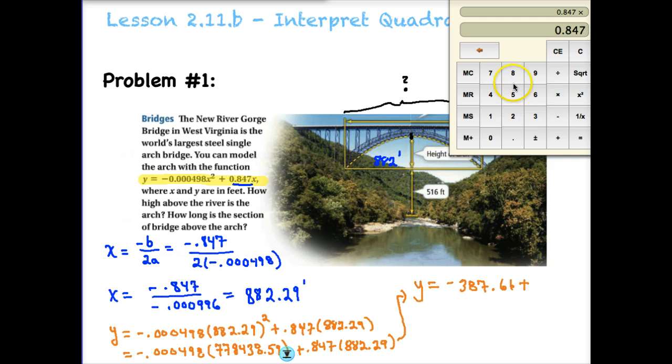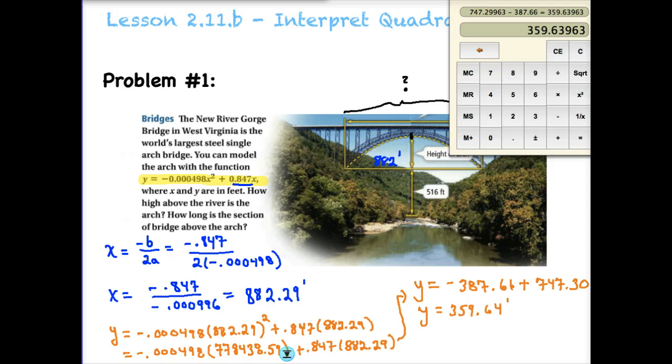0.847 times 882.29. 747, and then I'm going to round to the hundredths place, which would give me 0.30. Okay, so I've got these numbers, and now I'm going to combine those. So from this 747, I would want to subtract, because of the minus, the 387.66 to give me a y value of 359.64 feet.